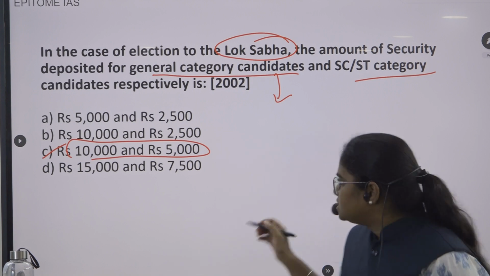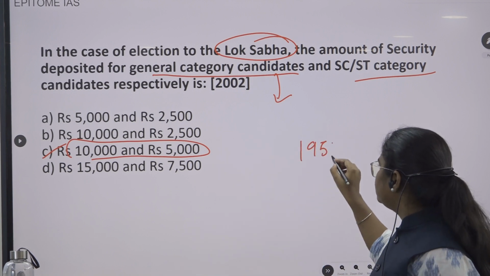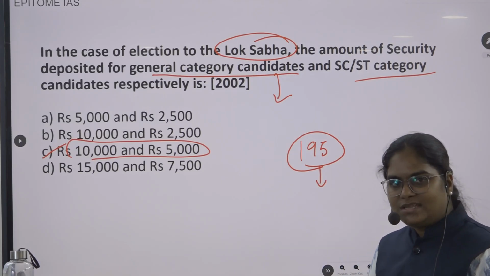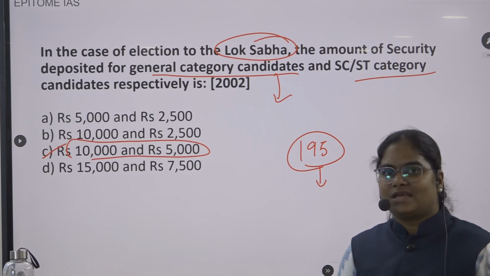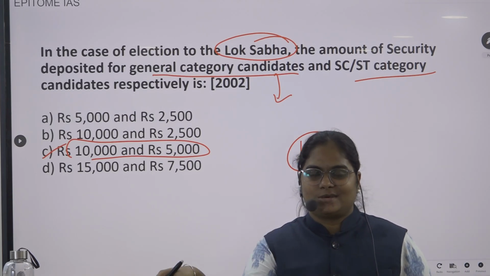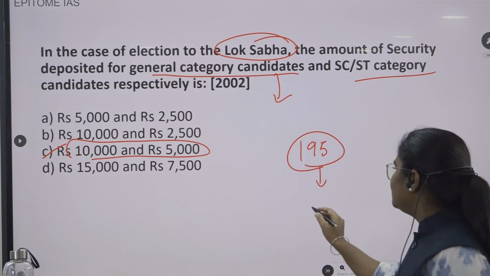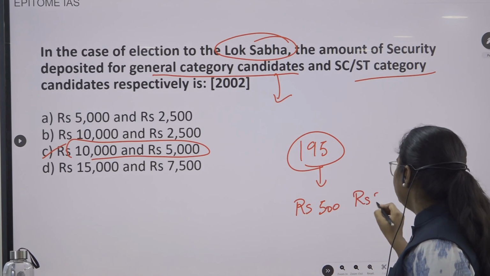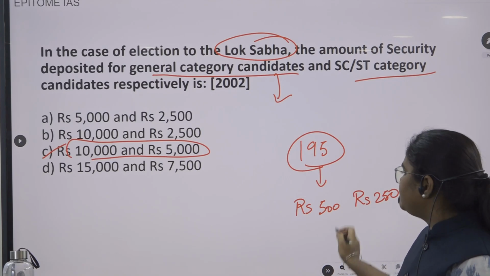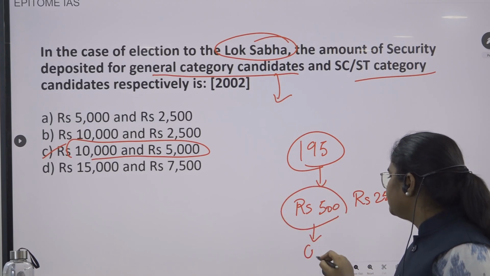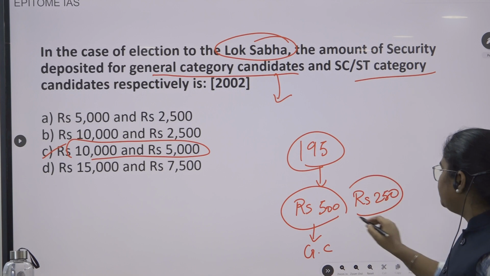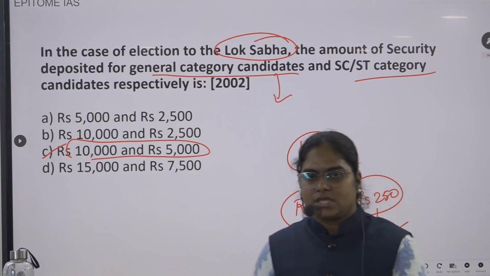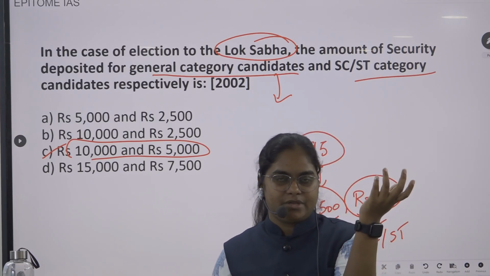In the first election, 1951, how much rupees was it there? Can you guess? At least tell me how many digits it is going to have. Okay, I'll tell the answer. Answer is rupees 500 and rupees 250. So rupees 500 for the general category and rupees 250 for the SC/ST candidates. This was there in the first general election after independence.